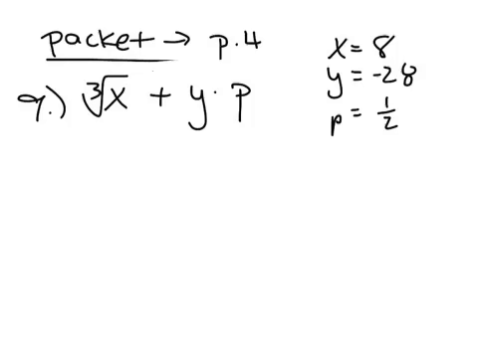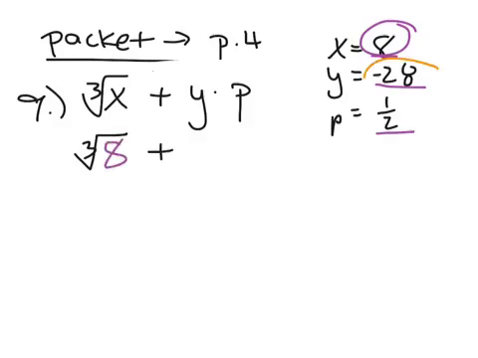Alright, so we're given the cube root of x plus y times p when x equals 8, y equals negative 28, and p equals 1/2. The biggest mistake here is that the cube root is only the cube root of x, not the cube root of anything. So when I plug it in, I still have the cube root, but my x value is 8, so I'm only going to plug in an 8 here. Plus y, which is negative 28, times p, which is 1/2.